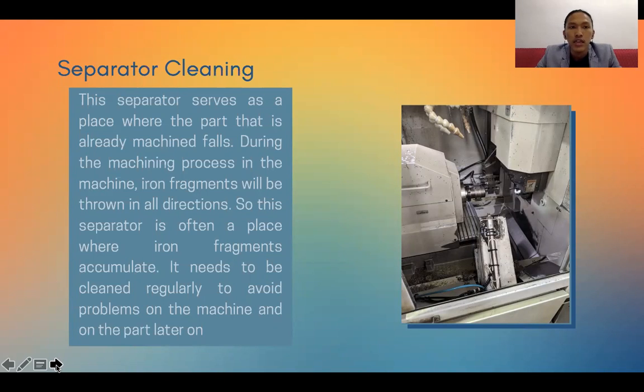Separator cleaning. This separator serves as a place where the part that is already machined falls. During the machining process in the machine, iron fragments will be thrown in all directions, so this separator is often a place where iron fragments accumulate. It needs to be cleaned regularly to avoid problems on the machine and on the part later on.